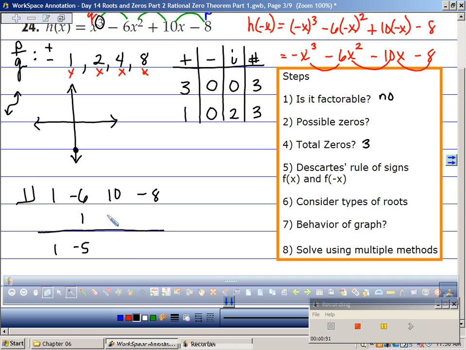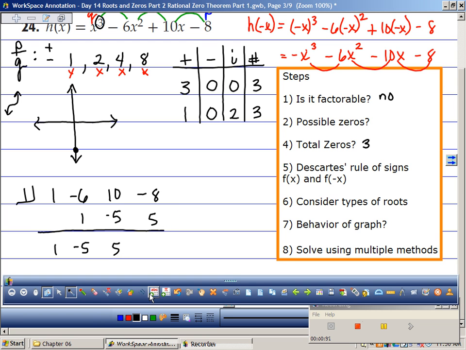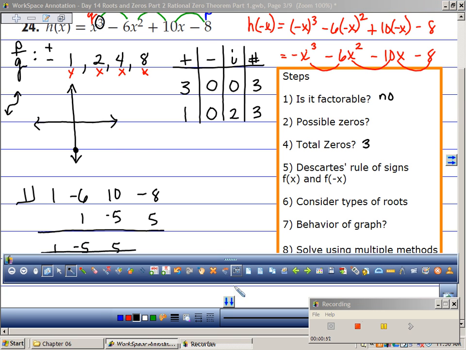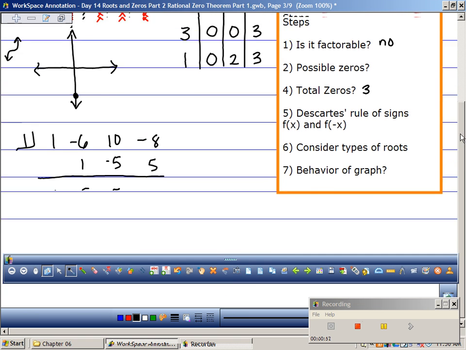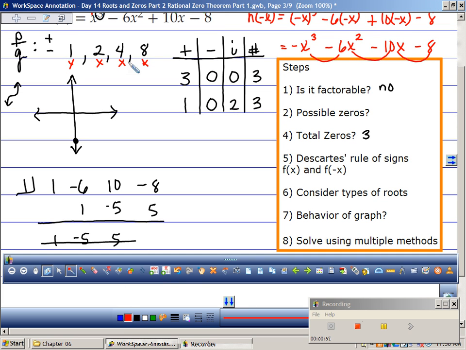Negative 5, negative 5, 5, 5. Is this going to work? No. No. All right, let's go to the next one. I should say 1 doesn't work. It's done. Let's try 2.